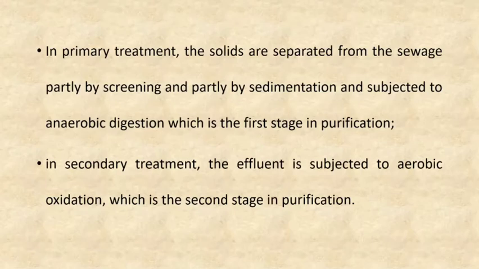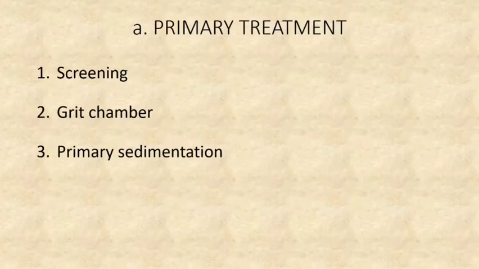In primary treatment, the solids are separated from the sewage partly by screening and partly by sedimentation, and they are subjected to anaerobic digestion, which is the first stage of purification. In secondary treatment, the effluent is subjected to aerobic oxidation, which is the second stage of purification. In primary treatment, the sewage goes through three processes: screening, the grit chamber, and lastly primary sedimentation.